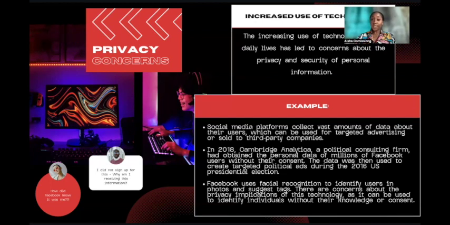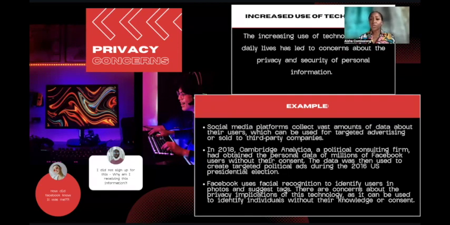For instance, in 2018, it was revealed that Cambridge Analytica, a political consulting firm, had obtained the personal data of millions of Facebook users without their consent. The data was then used to create targeted political ads during the 2016 US presidential election.